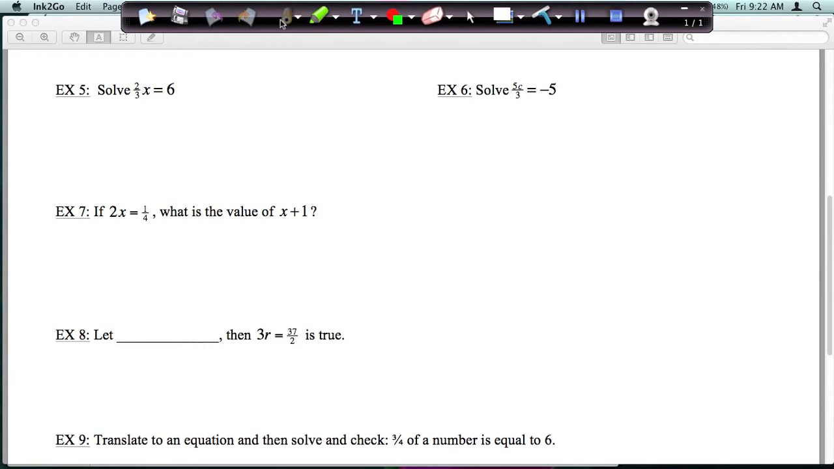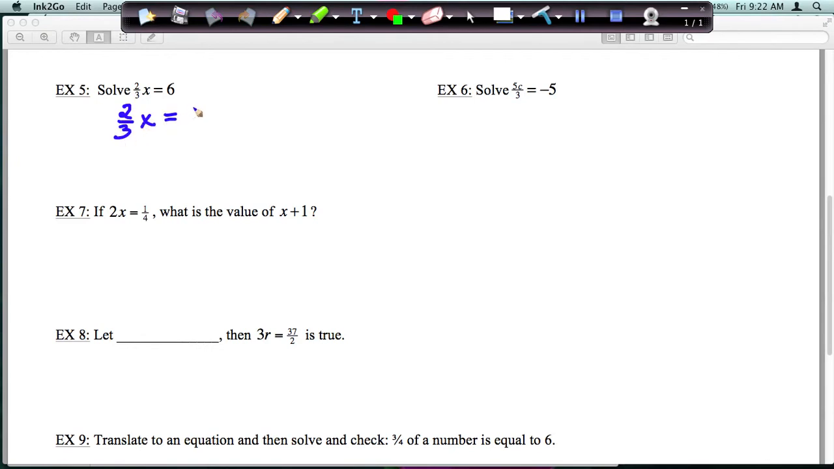Okay, we're going to look at solving when you have a fraction in front of your variable. This could be done in two steps. So for example, you could multiply both sides by 3 and divide by 2 to get rid of this 2/3. But there is a much easier way to get rid of a fraction. So I'm just going to give myself a little bit more room and rewrite this.